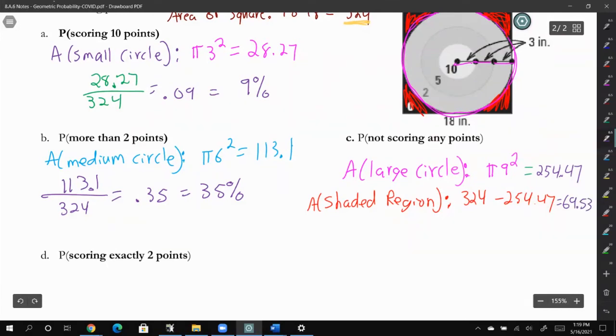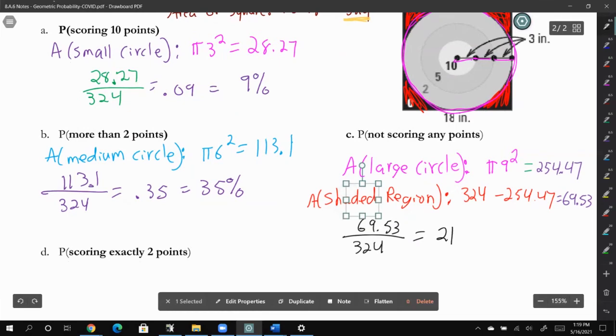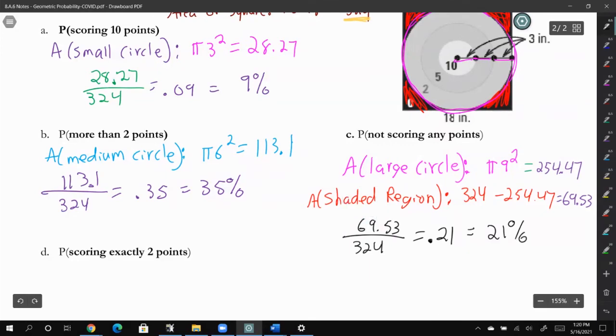So then the probability here is going to be 69.53 over 324. And we get 0.21, which is 21%. So if you were to throw a dart randomly at this board, there's only a 21% chance that you're going to get 0 points. So your probability is pretty good that you'll get something out of this.